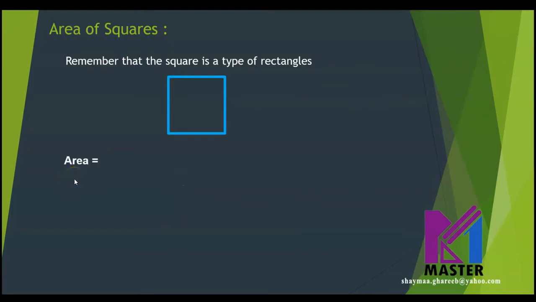Area of the square, same as the rectangle, length times width. But the difference, as we said, in the square, the length equals the width. All sides are equal. So we can say that it equals side times side, or the side times itself, or the side squared. Is this clear? So we calculate the area of the square by multiplying the side by itself or by squaring the side. And it's same as length times width.